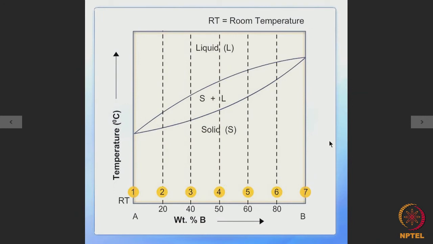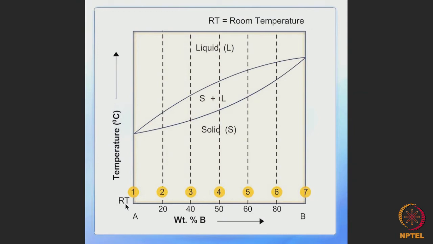Say for example, when we are dealing with this kind of a phase diagram between two components, where you have liquid at high temperature and a solid below the solidus, which is a continuous solid solution. Continuous solid solution means you can have as much A in B and as much B in A as you want without changing the crystal structure.